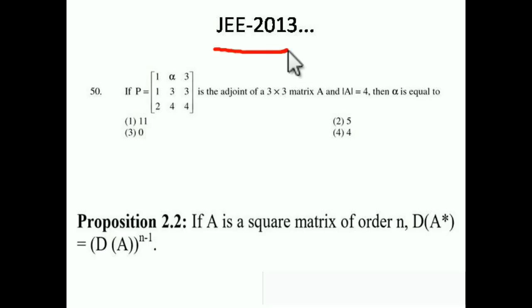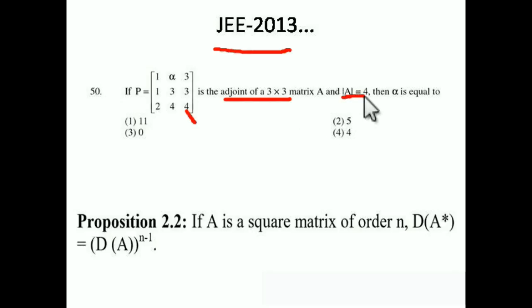All the questions today are from JEE Mains. So what they say: if P is the matrix [1 alpha 3; 1 3 3; 2 4 4], which is the adjoint of a 3 cross 3 matrix A, and mode A is equal to 4, then alpha is equal to what? Now see, we have the adjoint of A and we have mode A.